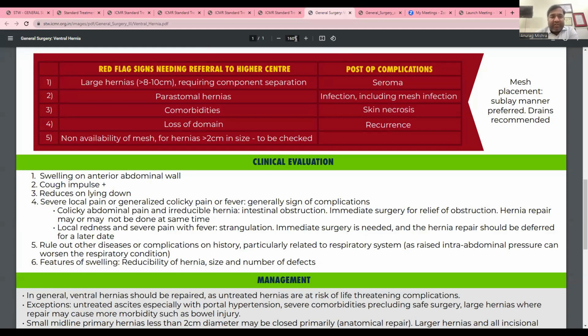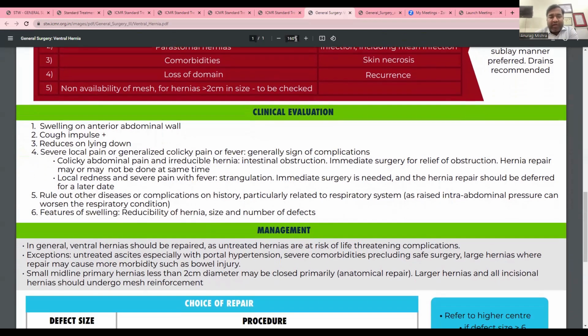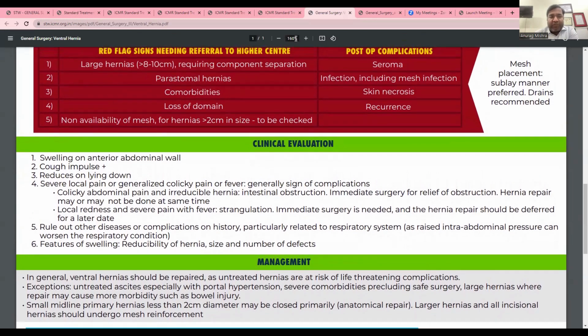The red flag signs are there. If it's a large hernia, which may require a more sophisticated operation such as component separation, parastomal hernias, or more comorbidities. If there is a loss of domain, where the main abdominal cavity is small compared to the hernia content, then it can be a complex issue which the center may not be able to handle, so it can be referred to a higher center. Also if there is non-availability of mesh and the hernia is more than 2 centimeters in size. All these red flags were described.